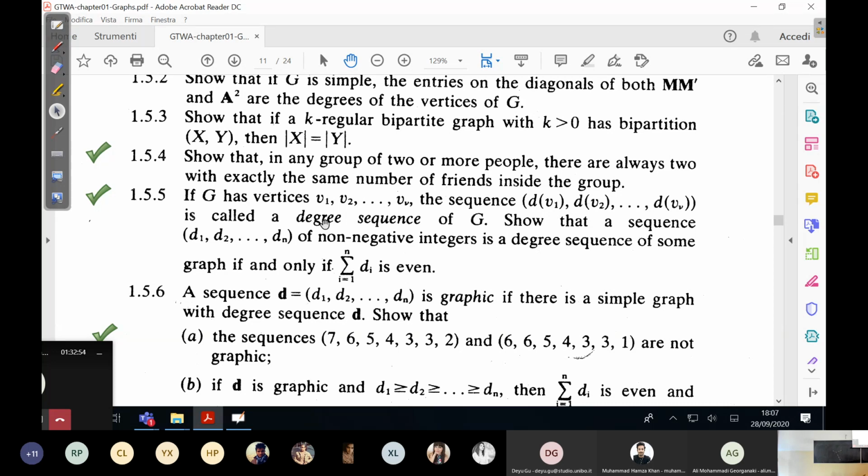Okay, G has vertices V1, V2, Vn. We take the sequence d(V1), d(V2), d(Vn). This is called a degree sequence of G, okay? A degree sequence because we could also order these vertices in another way, and so these numbers would be ordered in another way. Show that a sequence of non-negative integers d1, d2, dn is a degree sequence of some graph if and only if this sum is even.